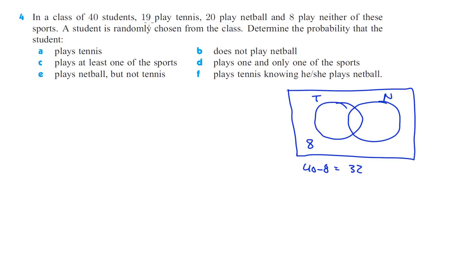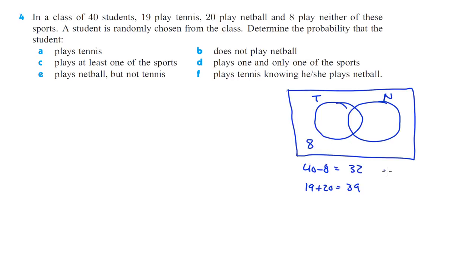Because now what a lot of people will do with this originally is say 19 plus 20 plus 8 is more than 40. You're right, because there's some that play more than one. Okay? So if we've got 19 that play tennis and 20 that play netball, 19 plus 20 gives us 39. So if we were to put 19 here and 20 there, that means we'd have 39 plus 8, we'd have too many people.